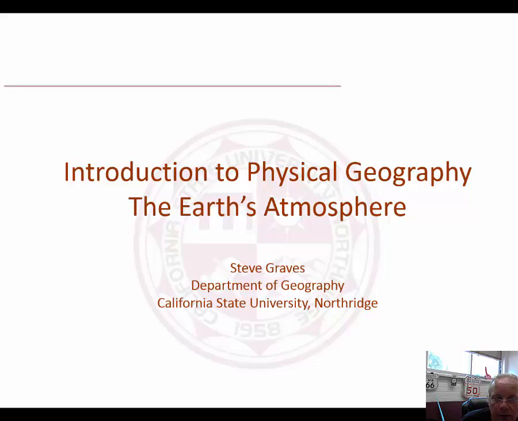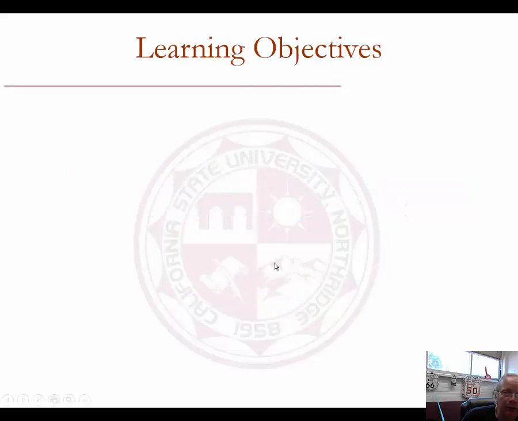Hi, this is Dr. Graves with Cal State Northridge, and we're back with a discussion of Chapter 3, The Earth's Atmosphere, for Geography 101. This chapter is important. It's reasonably short, but it's important for you to understand it, because if you don't, it becomes really difficult for you to understand much at all about the weather and weather processes.